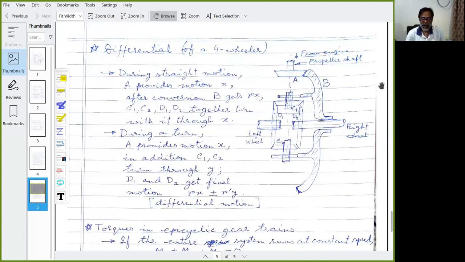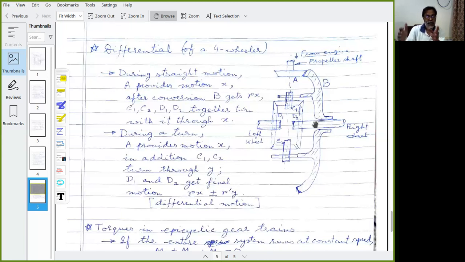Okay? Because you see, this is held at the top, this is held at the bottom. And as B turns, this whole assembly is going to turn. Okay. And that is how this wheel and this wheel move at the same speed as the crown wheel B and go forward. Now during a turn, what happens?